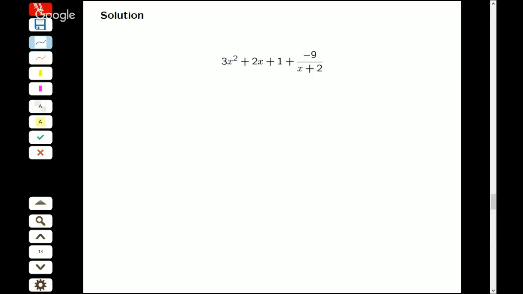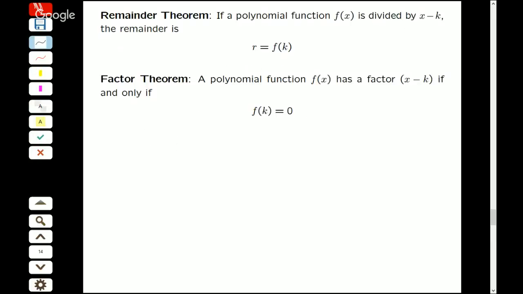Okay, there's our answer. We already wrote it down. Now, this is going to be our first beginning of using synthetic division. The remainder theorem says if you divide a polynomial by x minus k, the remainder is f of k. Plug in k, it will give you the remainder when you divide it. We're not proving this theorem. It's actually a very profound theorem.